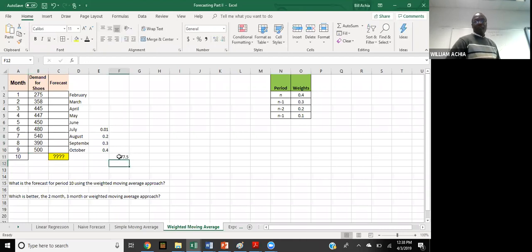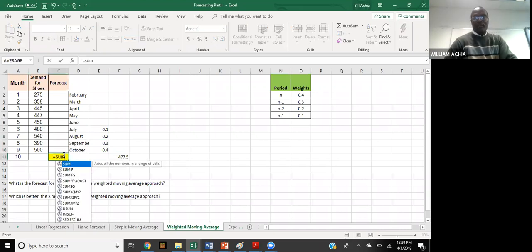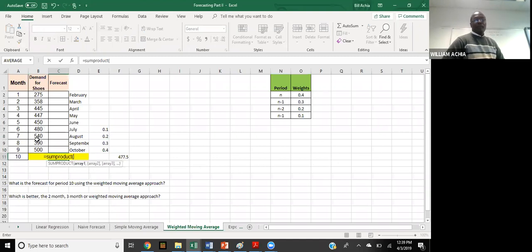477.5. So rather than forecasting and saying, yeah, I think let's forecast 477.5, why don't we get a weighted average and say SUMPRODUCT? And I'm going to take these four periods of demand and multiply them by their corresponding weights.